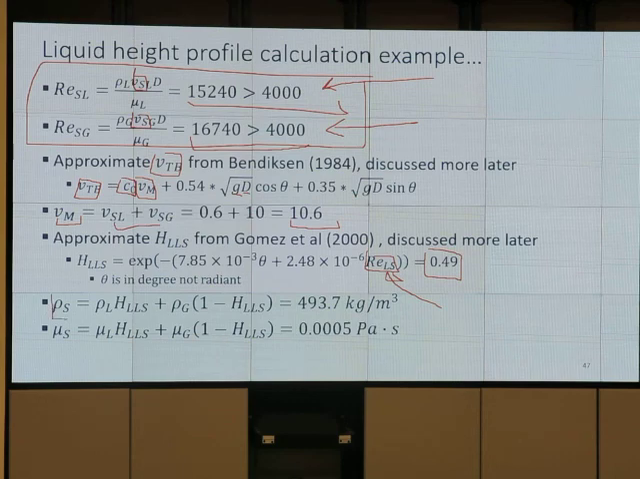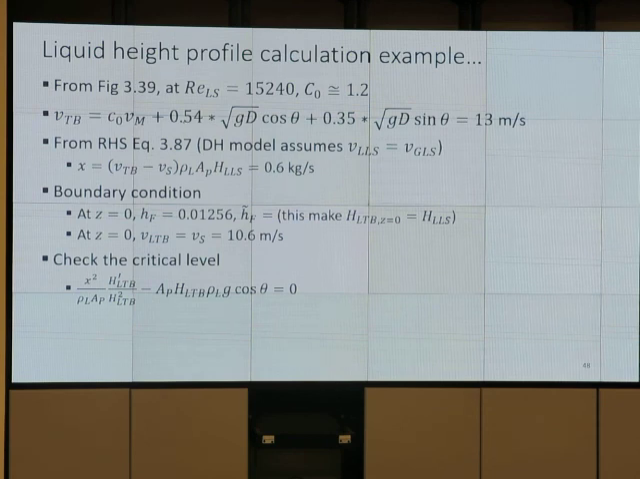Calculate H out of S. Once you have H out of S, calculate density and average viscosity in the slug body. Okay. And then get RELS later. Because of this, C0 is 1.2. Substitute the value in, I get 13 meters per second.